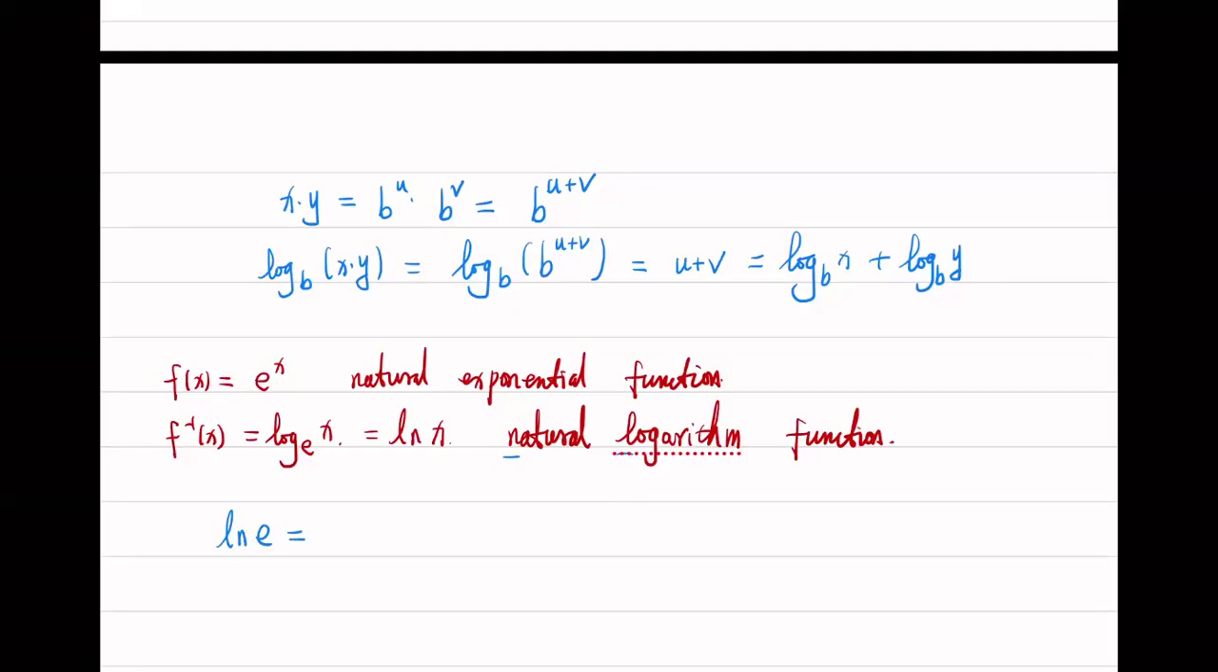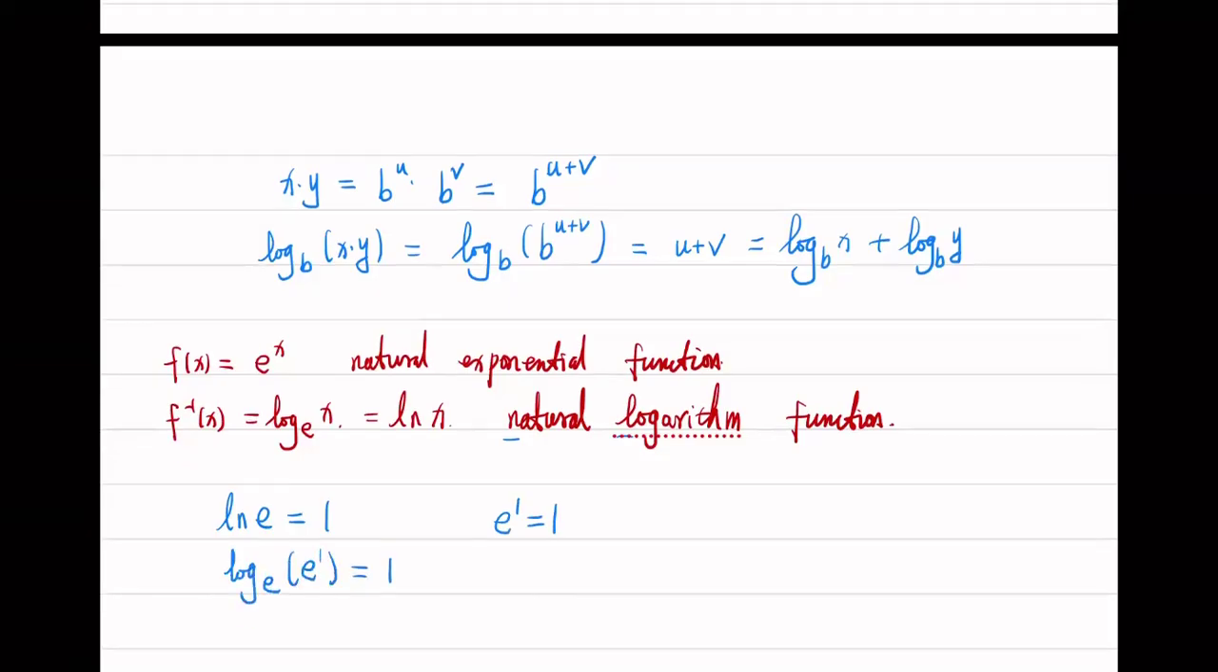Okay, Sophia, what's the logarithm of e? Oh, that's 1. Okay, how do you get 1? So e to the power of 1 is e. Okay, e to the power of 1 is e, because this is logarithm e of e to the 1. So this is 1. Okay, very nice.